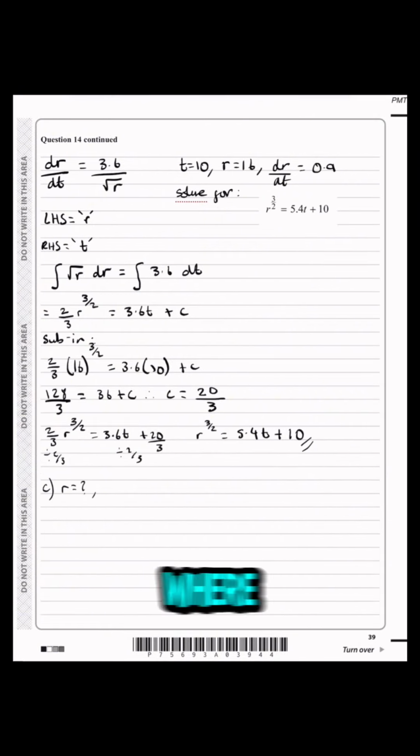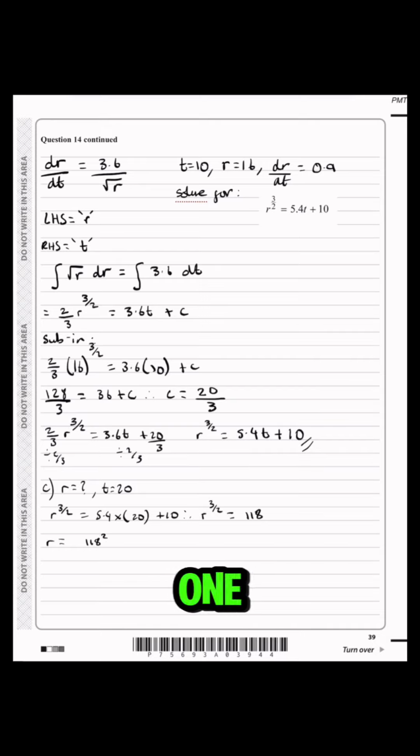So part C is where we're given that t equals 20 and we need to find r. So this is nice because now we have the equation. We can just sub in t equals 20 and then we've only got one unknown, which is r. So we solve. So we get r to the 3 over 2 equals 118.